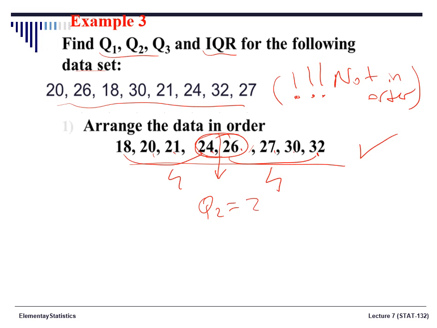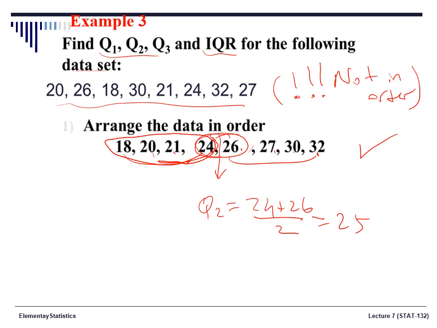So the median is (24 + 26) divided by 2, so it is 25. And then after we find the second quartile, we have to look at the first half. When you look at the first half of the data set, the median of this part becomes Q1.